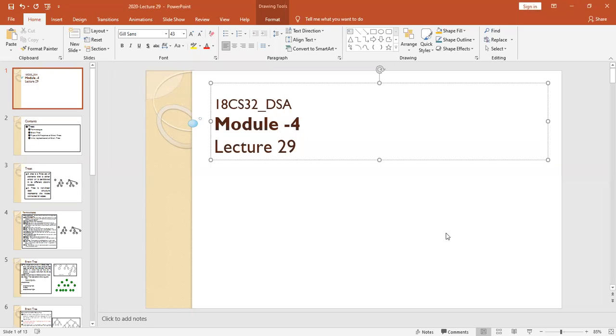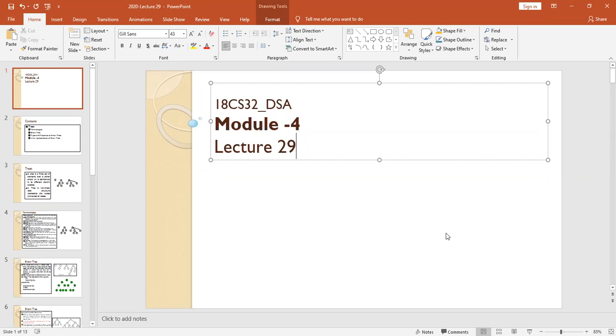Till now we have seen data structures. Which are the different types of data structures we have? Primitive data structure and non-primitive data structure. Under non-primitive we have linear and non-linear. For linear data structures we have gone with stack, queue, and linked list. These are the three linear data structures.